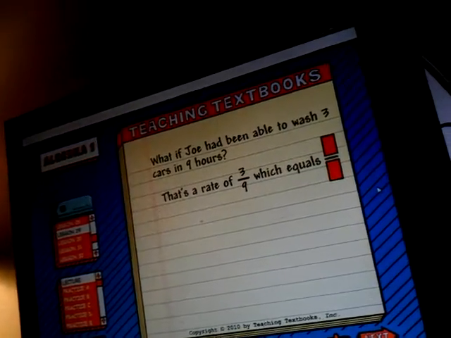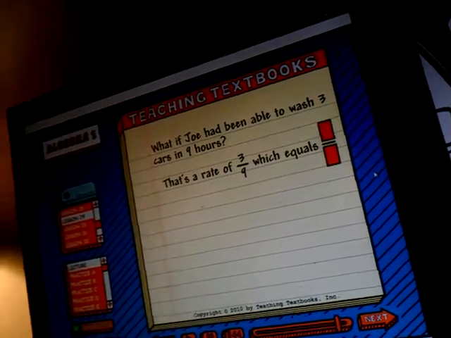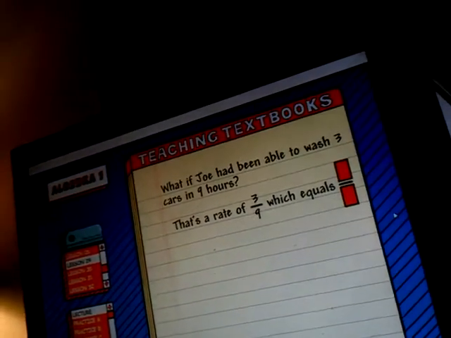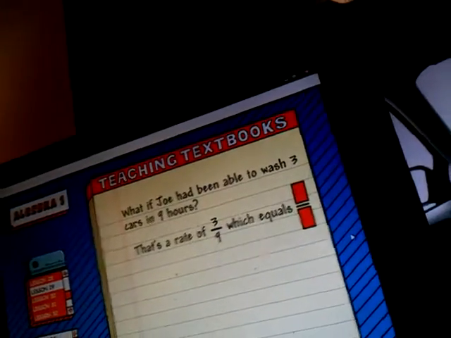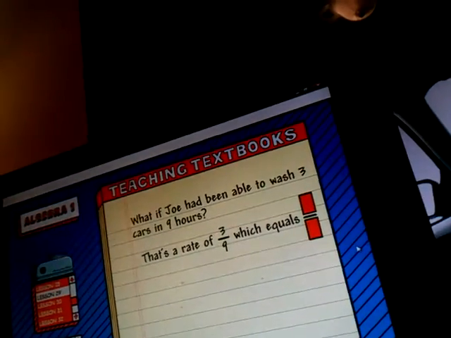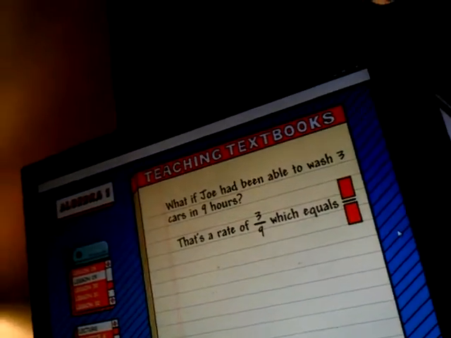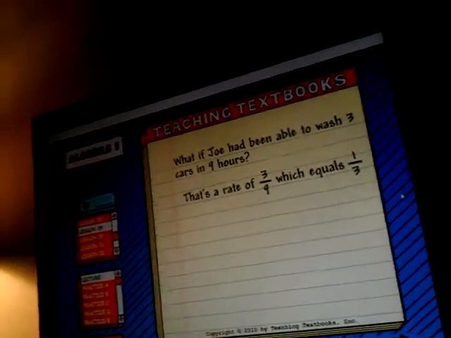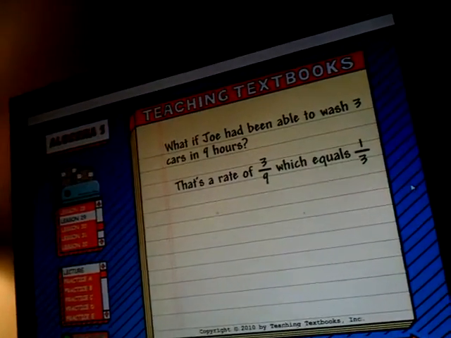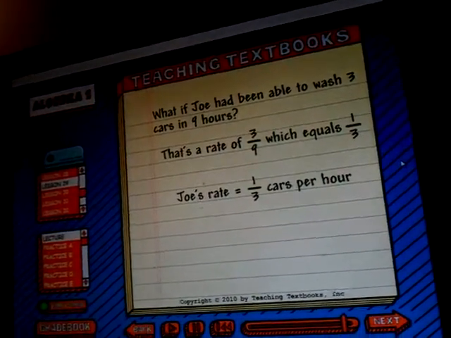What can you divide each number by? 3? Right. So what's 3 divided by 3? 1. Okay, so you have a 1 on top. What's 9 divided by 3? 3. Yeah, so 1 over 3. Exactly. And so in that case, Joe's rate would have been 1/3 of a car per hour.